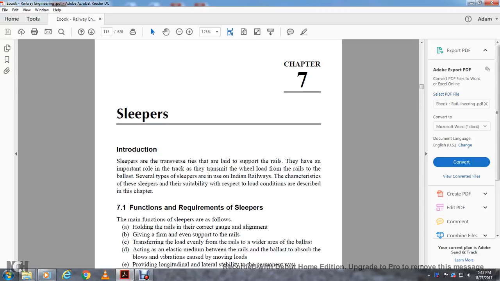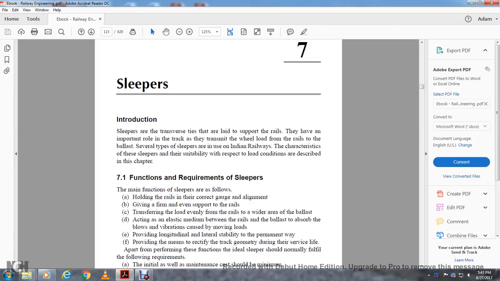Section 1. Functions and requirements of the sleeper. The main functions of the sleepers are holding the rails in the correct gauge and alignment, giving the rail a firm and adequate support, transferring the load evenly from the rail to a wider area of the ballast, acting as an elastic medium between the rail and the ballast to absorb the blows and vibration caused by the moving load, providing longitudinal and lateral stability to the permanent way, and providing a means for rectifying the track geometry during the service life.